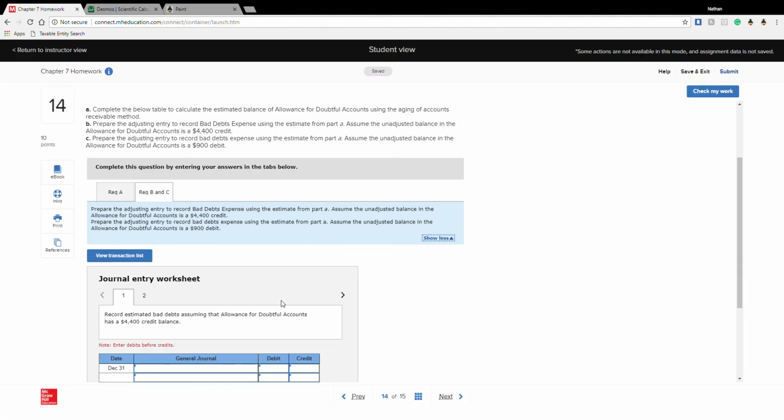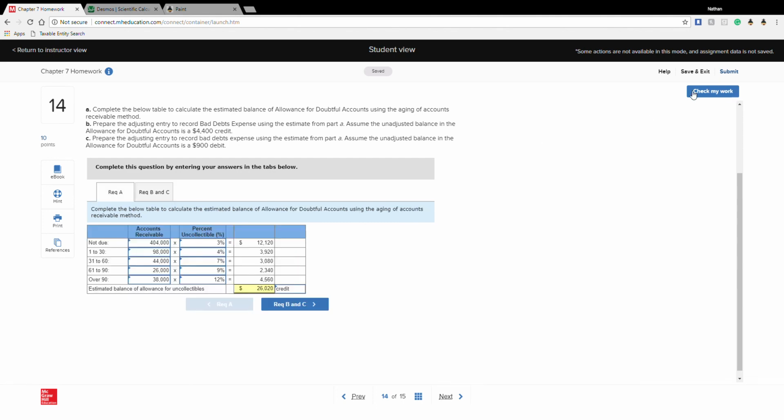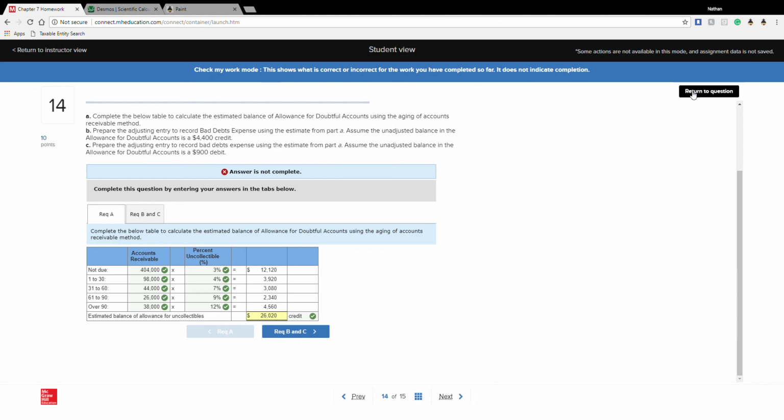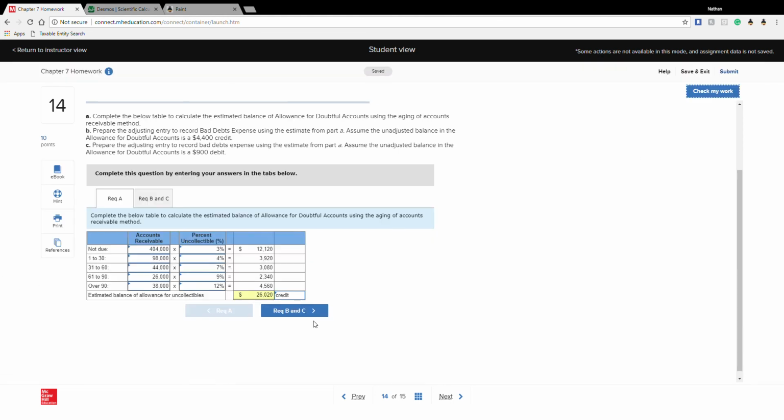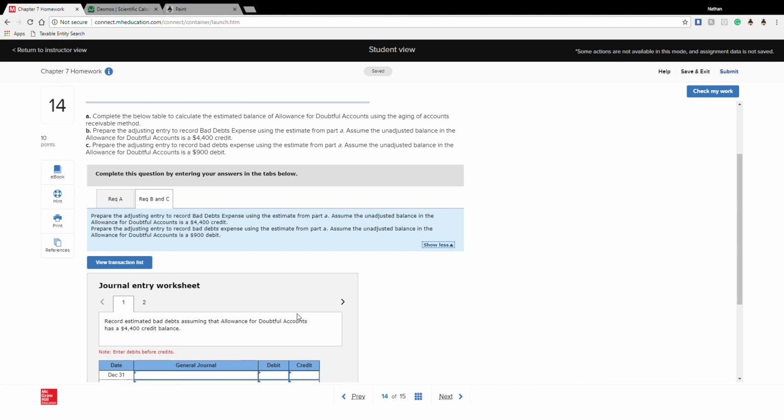Okay, so now let's move to B and C. Again, if you just feel uncomfortable, always hit check my work, and boom, there's everything there. Again, I seriously doubt you're going to have a debit. You're probably not going to have a negative unless the company's having an extremely large amount of loss, which seems highly unlikely. Alright, so Part B, now we have to record the estimate.